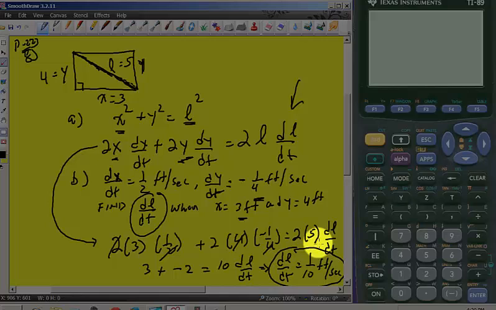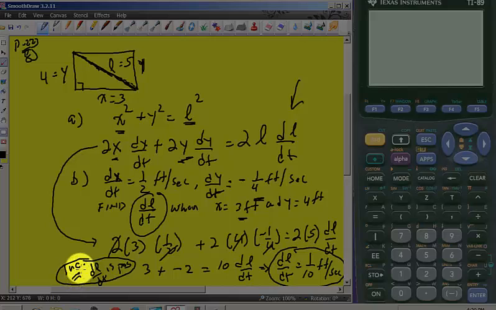All right. The second part of the question is: is the diagonal increasing or decreasing? We say it is increasing because dL/dt is positive. If it was negative, it would be decreasing.